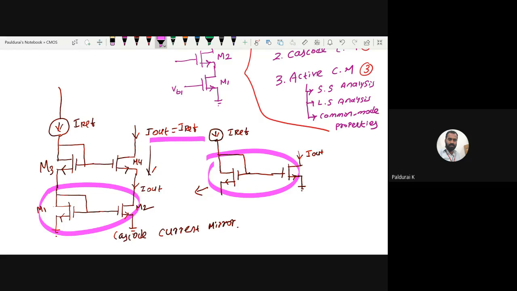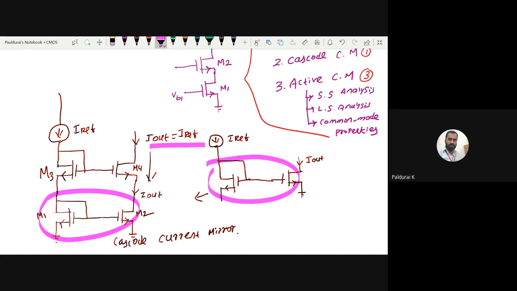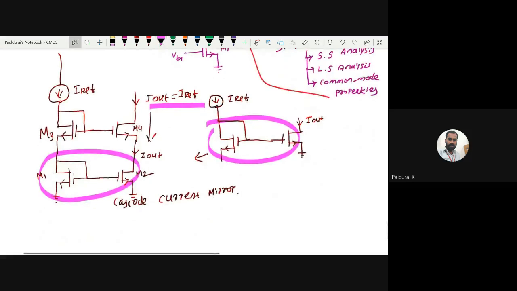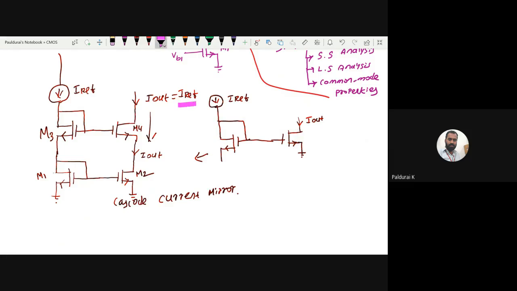But what is the need for this cascode configuration? Now you roughly got the idea of how to sketch the circuit diagram for the cascode current mirror. I have put the heading cascode current mirror. Now two questions should come up here. One question: will I out equal I reference for this configuration? The second question: what is the need for this?